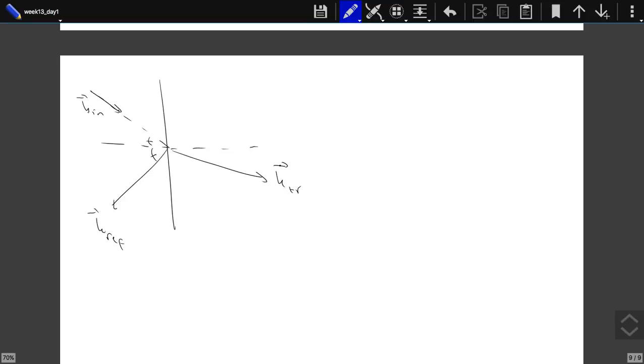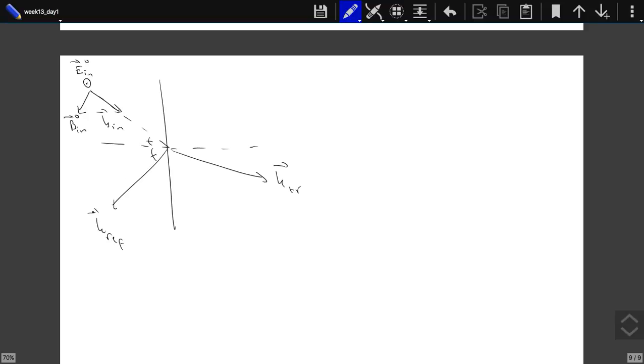Let us show the B vectors, not the E vectors. Let us assume that the E vector is into the screen. So this is E incident, 0. Then the B vector is in which direction? This is K cross E, down. This is B incident, 0.